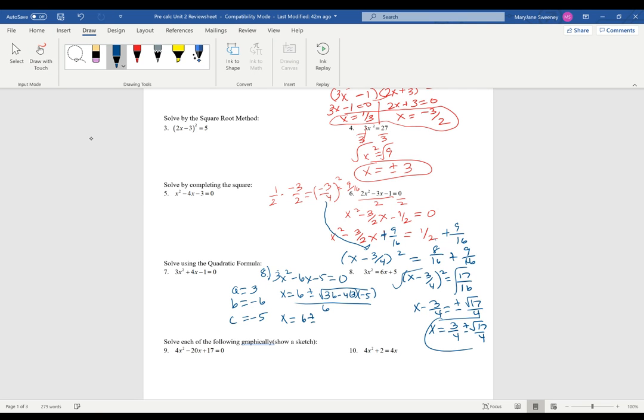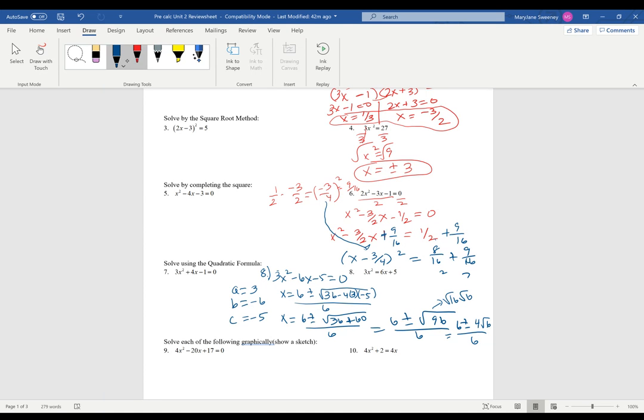X equals, okay, so this would be 36 plus, because minus is plus. Let's see, 20 times 3 is 60. So this is 6 plus or minus square root of 96 over 6. That's 6 plus or minus. Now, radical 96 gets broken into radical 16, radical 6. So that's 4 radical 6 over 6.